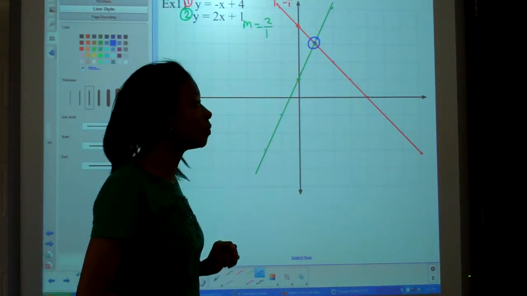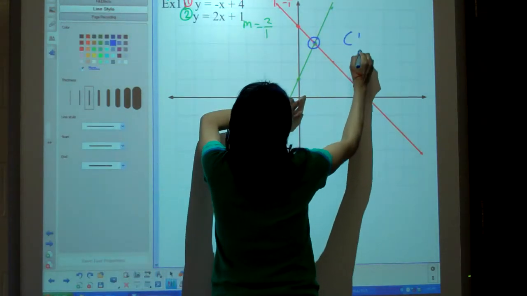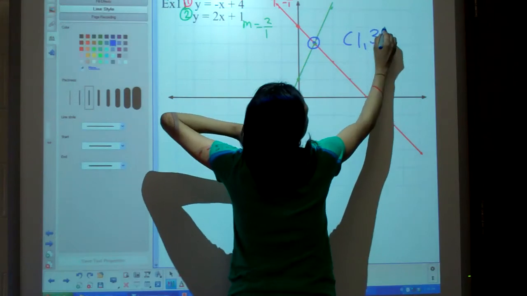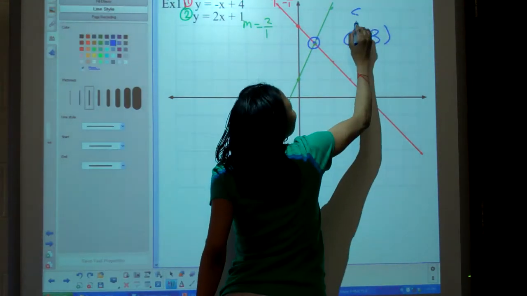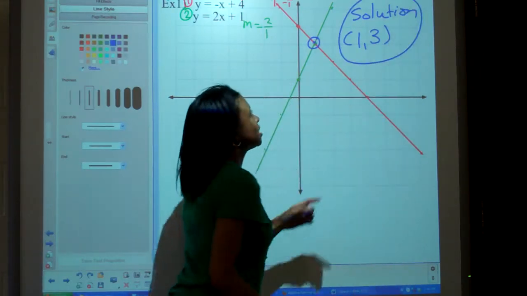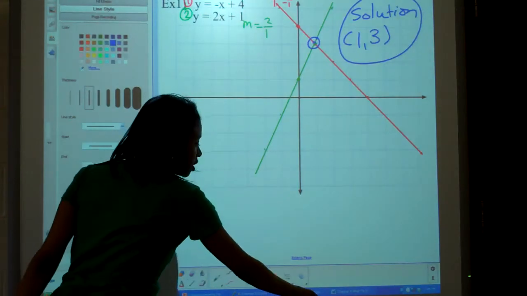That's my solution. What's the name of that point? That point is at 1, 2, 3, up 1, 2, 3. So the solution is going to be at (1, 3). This is my solution for my system of linear equations. It's (1, 3). It's the one point where they intersect.